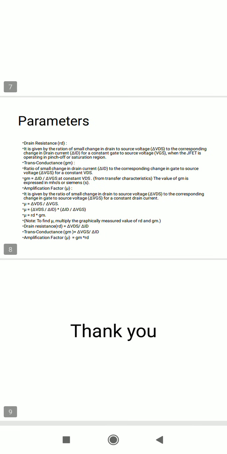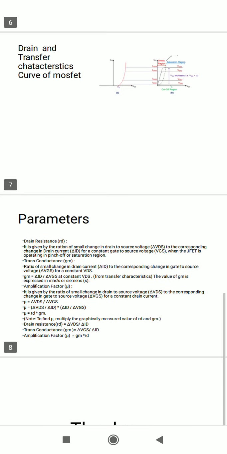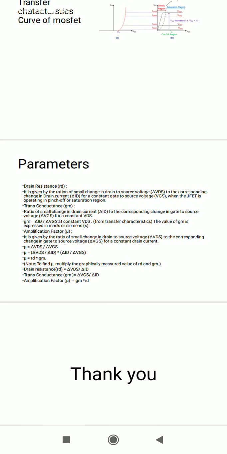Now we will go to the parameters of MOSFET characteristics. Drain resistance RD: it is given by the ratio of a small change in drain to source voltage, del VDS, to the corresponding change in drain current, del ID, for a constant gate to source voltage VGS when the JFET is operating in the pinch off or saturation region.